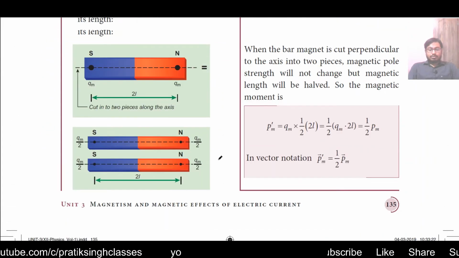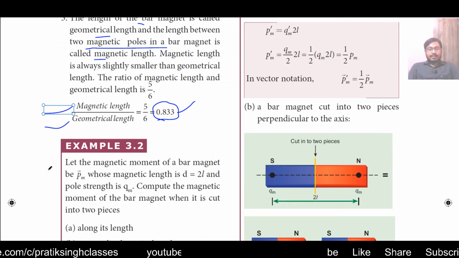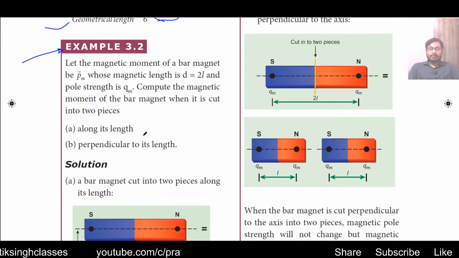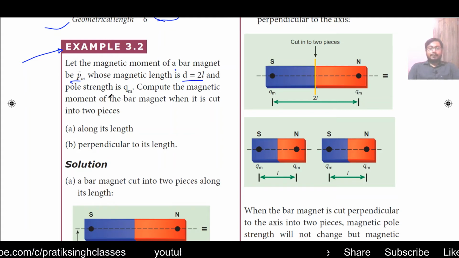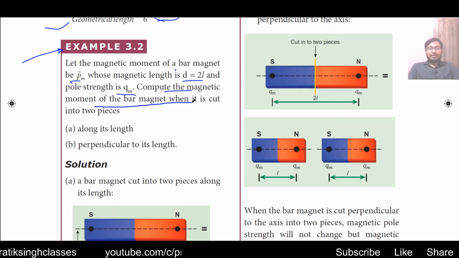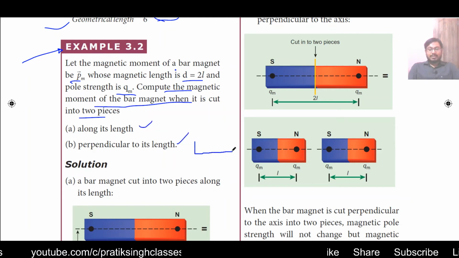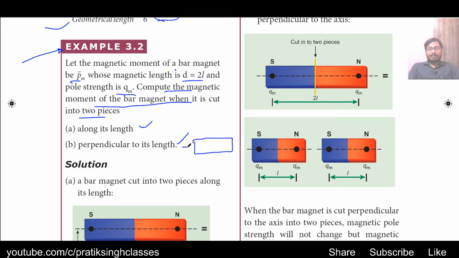Here is an example 3.2. Let us see what is given here. This is very interesting. Let the magnetic moment of a bar magnet be a vector Pm, whose magnetic length is given as 2L, that is d equals 2L, and pole strength is Qm. Calculate the magnetic moment of the bar magnet when it is cut into two pieces along its length and perpendicular to the length. Along its length means if this is the bar magnet, we cut like this.